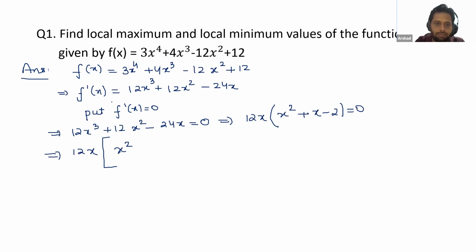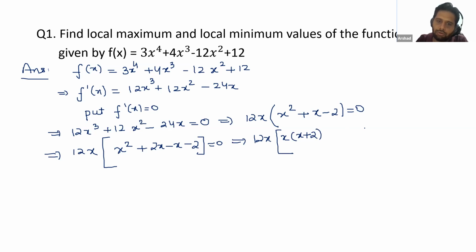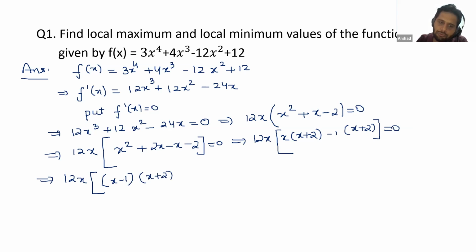We can write it like this: x^2 + 2x - x - 2 is equal to 0. So here we will get 12x, and take out common x plus 2, and take out common minus 1, you will get x plus 2 is equal to 0. So from this you will get 12x(x - 1)(x + 2) is equal to 0.